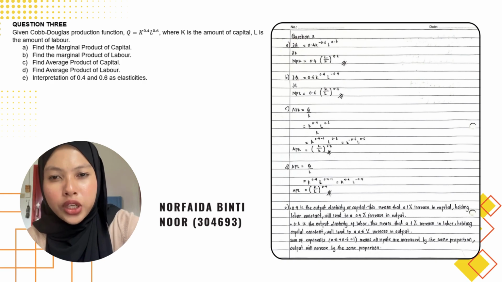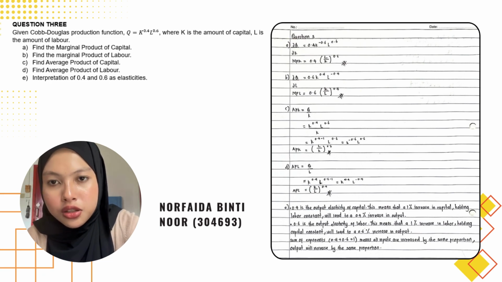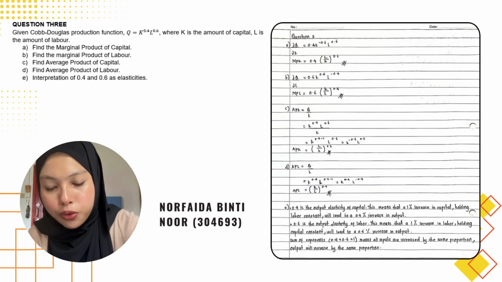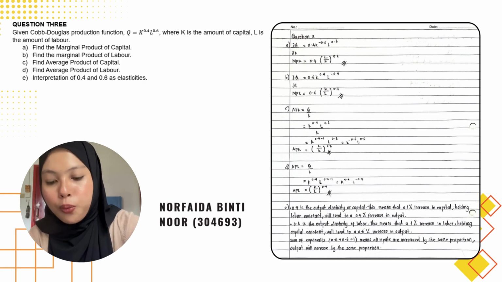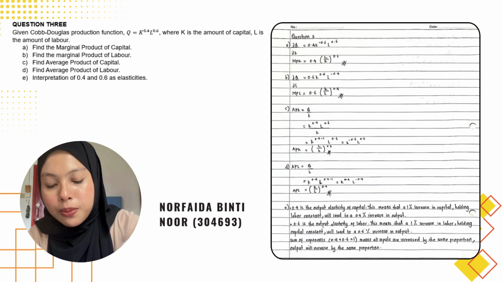So for question E, we need to give interpretations of 0.4 and 0.6. This means these are output elasticities. 0.4 means a 1% increase in capital will raise output by 0.4%, and 0.6 means a 1% increase in labor raises output by 0.6%. Since 0.4 plus 0.6 is equal to 1, this function means constant returns to scale, which is, double K and L will also double the output.